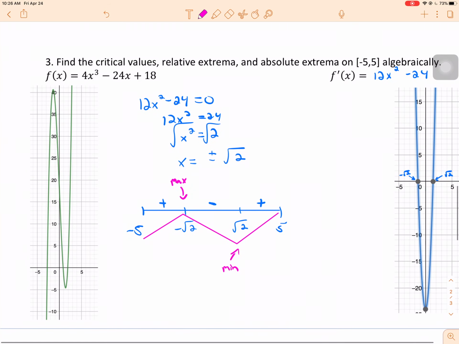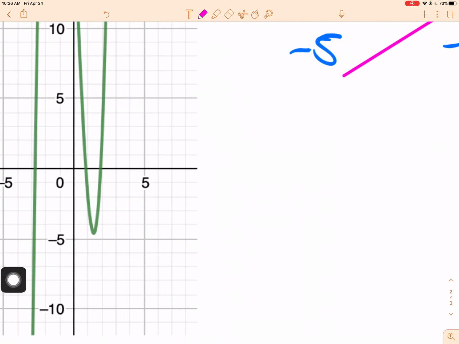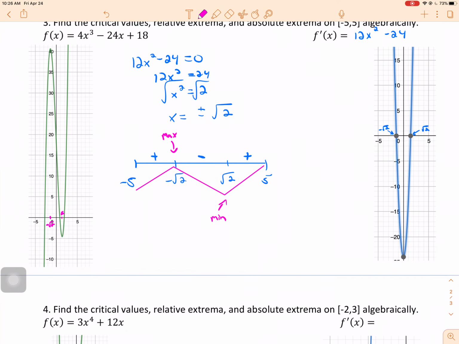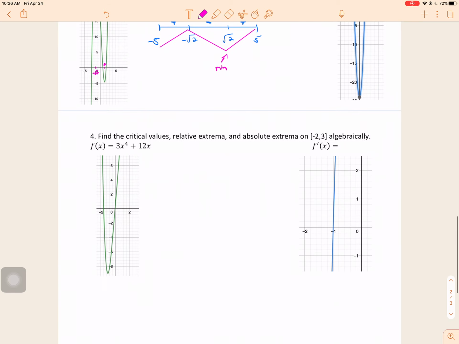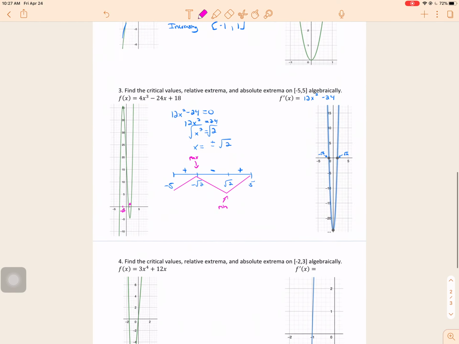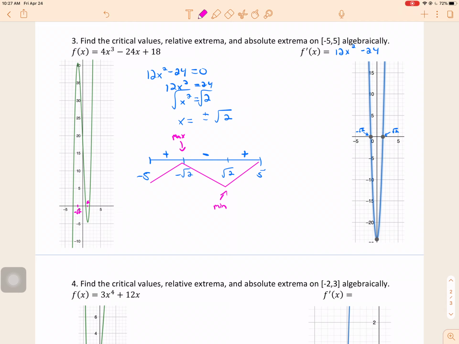Let's take a look at our original graph and see if that matches. Negative rad 2, max. Positive rad 2, min. That's also going to tell us what these values are. This is rad 2. And then somewhere over here is negative rad 2. All right. Let's take a look at the last one, and then we'll sum it up and we'll be done. Oh, sorry. Hold on. Let me write some stuff down here. So you have a relative min at x equals rad 2, relative max at x equals negative rad 2.